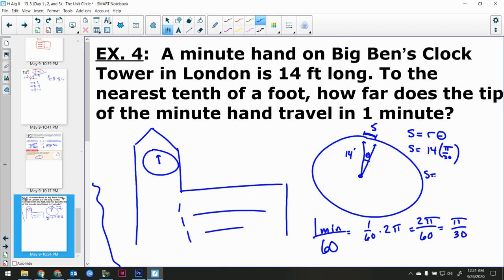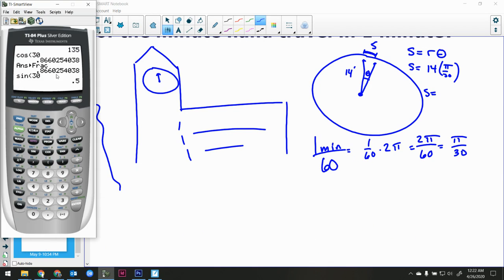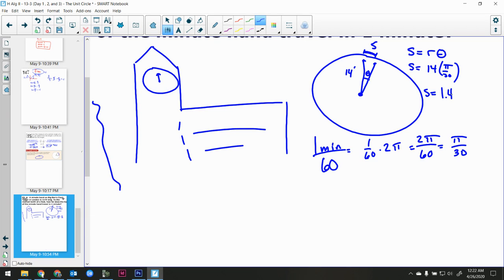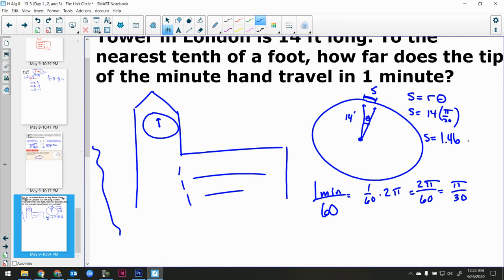Now, because this is a word problem, I'm actually going to go into my calculator and run this value. 14 times pi divided by 30. 1.46. I have to look at it, see if it's in feet. I think it's in feet. Which is hilarious because they would not use feet over in jolly old England, but whatever.